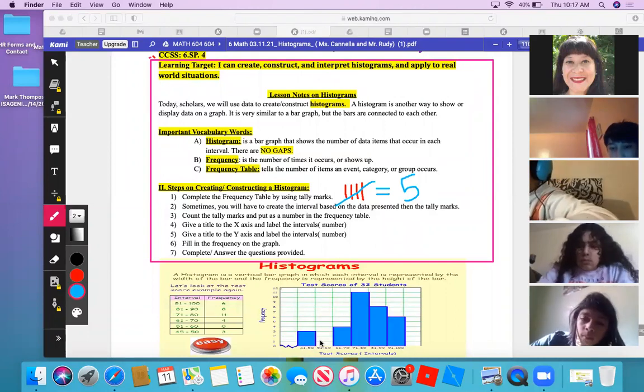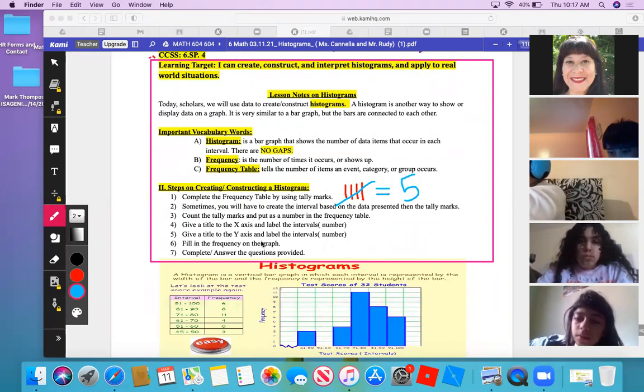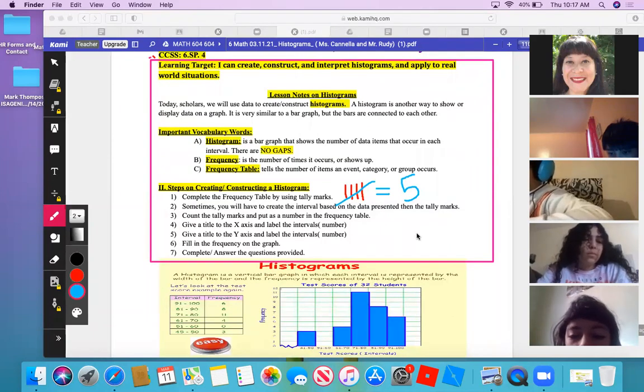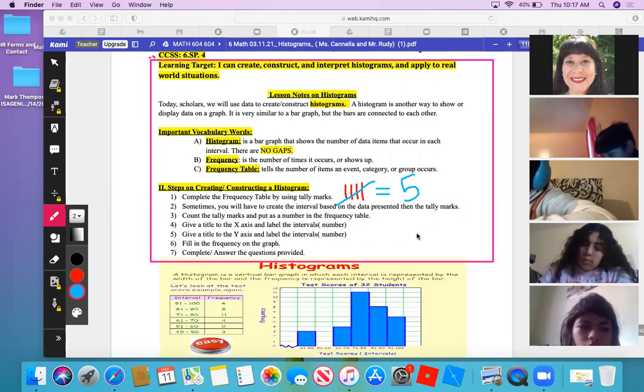So again, you're going to create the frequency table by using the tally marks. When you get to 5, you make that slash. We're going to count them up and write down the number. So we're going to have a tally mark section and a frequency, which is the total number. We're going to have an X and Y axis. We're going to have a title on a graph. And then we're going to fill everything in accordingly to our data that we get from the frequency table.